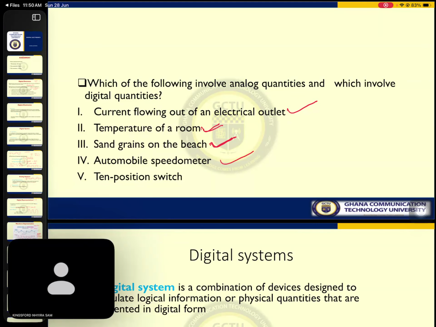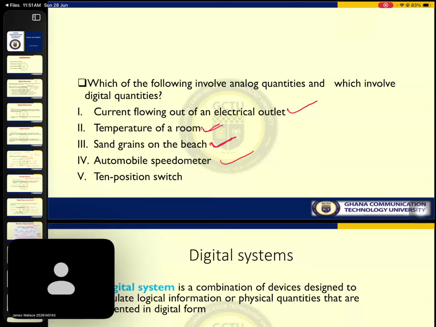The fourth one, automobile speedometer. Analog or digital? If it is analog, why analog? If it is digital, why digital? Speed changes continuously. It goes up and it comes down. You can have a low speed, and when you slow down, the speed comes down. Someone says it's digital because the speed can be at a particular value and then moves up again. Okay, it's analog because it moves continuously to represent speed.